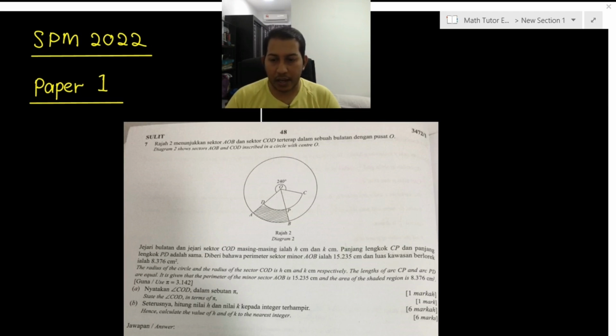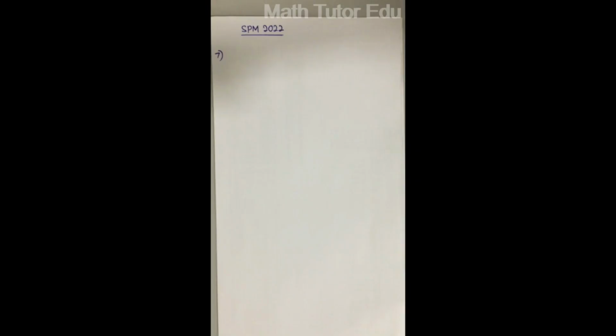Okay, so the question asks us to use pi as a constant, which is equal to 3.142. So please take note of this. For part A, they ask us to state the angle of COD in terms of pi, and for part B, hence calculate the value of h and of k to the nearest integer. So this is the overall question 7. Take your time to solve this question, and I will begin the discussion in a count of 5, 4, 3, 2, 1. Let us begin our discussion for question 7.